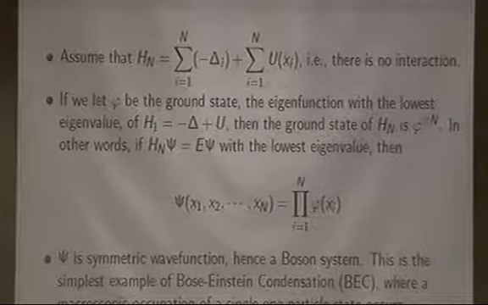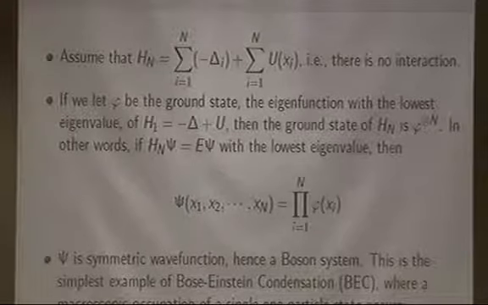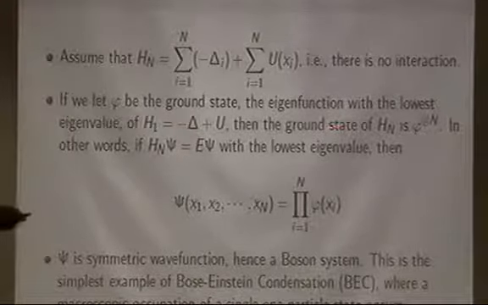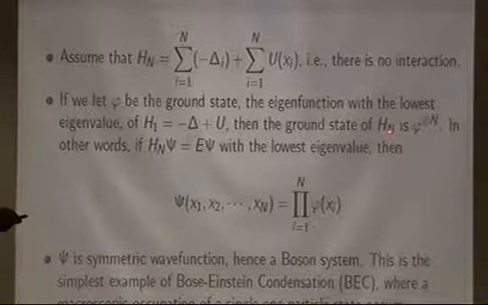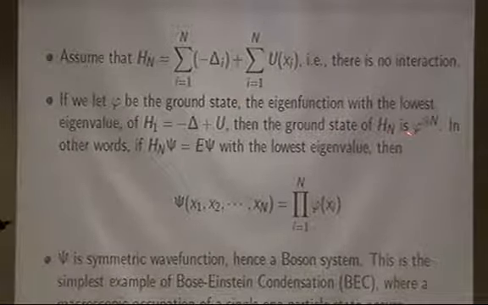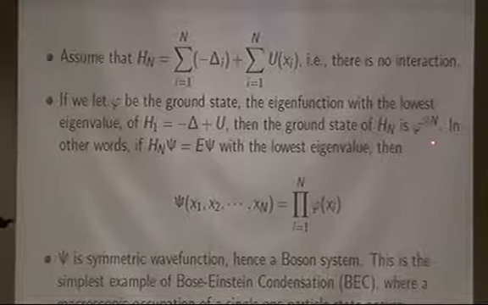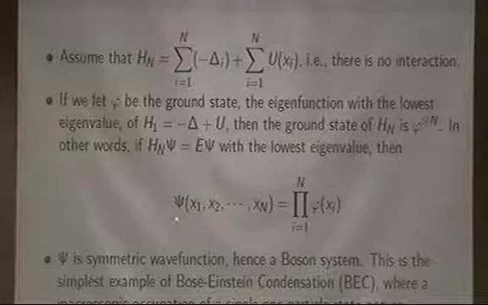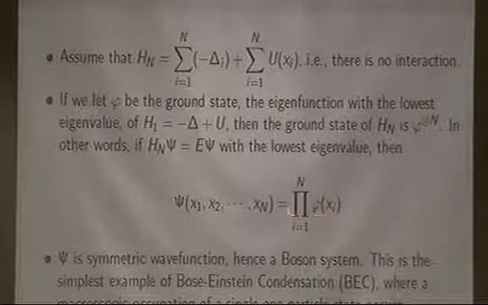For example, when you have Coulomb potential, then it becomes the spherical Bessel functions. Then the ground state of this Hn, the n-particle Hamiltonian, becomes just the tensor product of phi, tensor n. In other words, if Hn psi equals E psi with the lowest eigenvalue, then this psi is nothing more than the product of these n phi's.